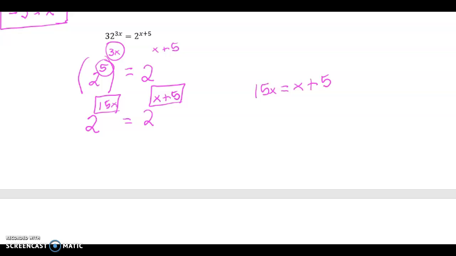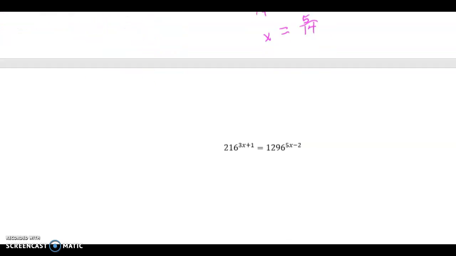Now I solve for x. So minus x, 14x is equal to 5. Divide by 14, and I get x is equal to 5/14. And we'll just leave it as a fraction. That is more precise than some decimal.